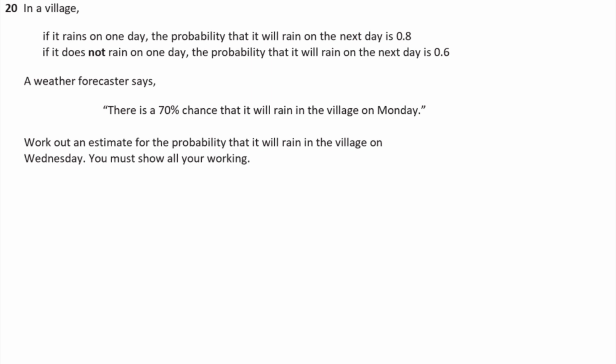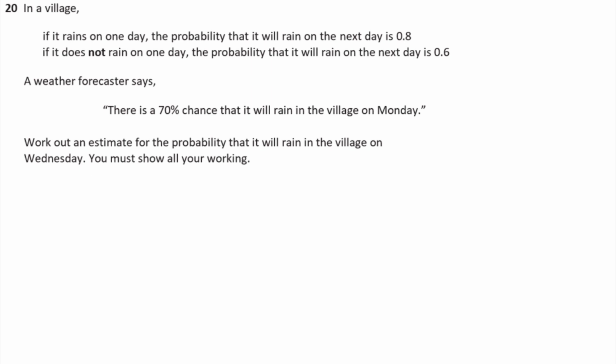Okay, so we're going to have quite a big tree diagram here because we've got three separate events, one after the other. We've got rain on Monday or not, rain on Tuesday or not, and rain on Wednesday or not. So we're going to have three stages to our tree diagram to map this out.